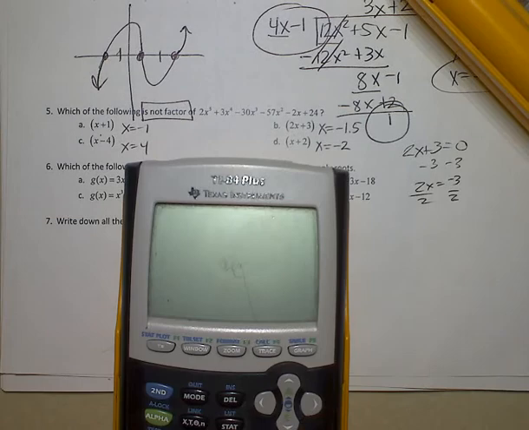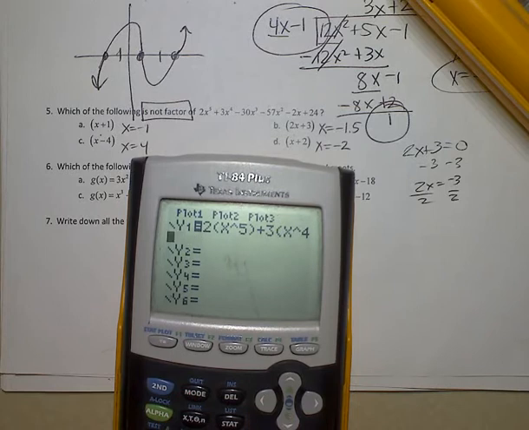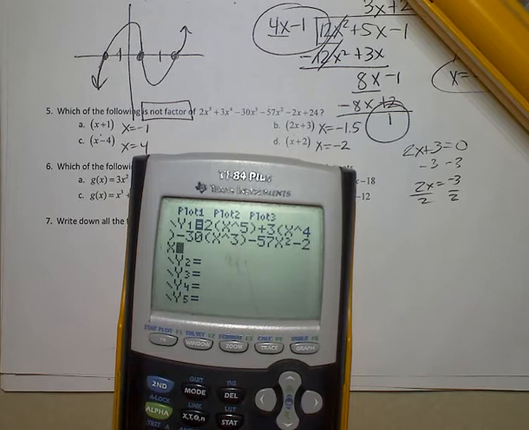Grab the graphing calculator and please do second plus 712. Let's type in the expression we see. 2x to the 5th, make sure you're using parentheses, plus 3x to the 4th. Subtract 30x cubed, subtract 57x squared, subtract 2x plus 24.